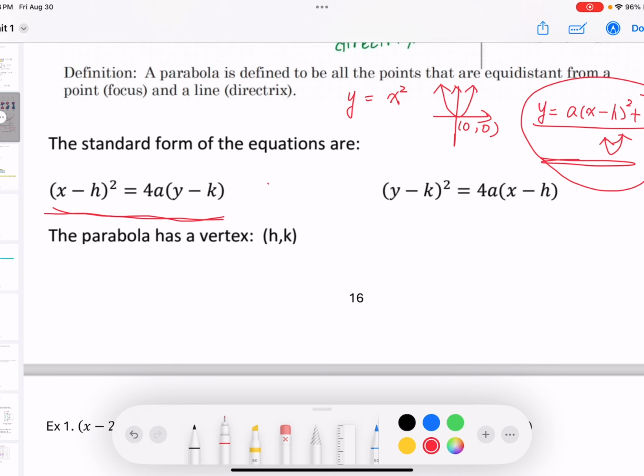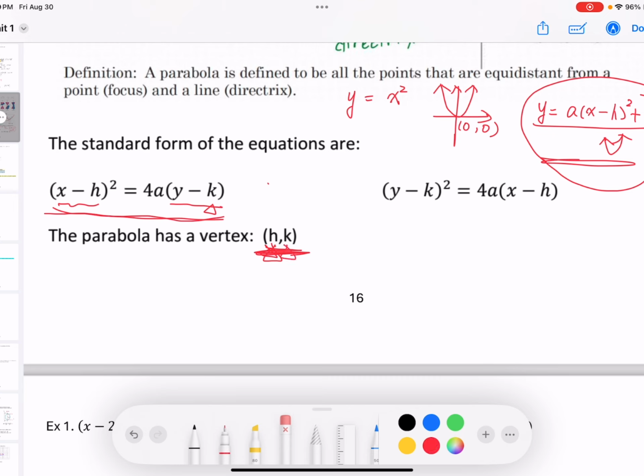All right, what is the vertex of the parabola? The vertex is h comma k. H is the horizontal shifting, k is the vertical shifting. In the parentheses we have x minus h, so the coordinate of my vertex is h for the x part. And then y minus k: if k is positive, we are moving up k units. If k is negative, we're moving down. So h comma k is the vertex.